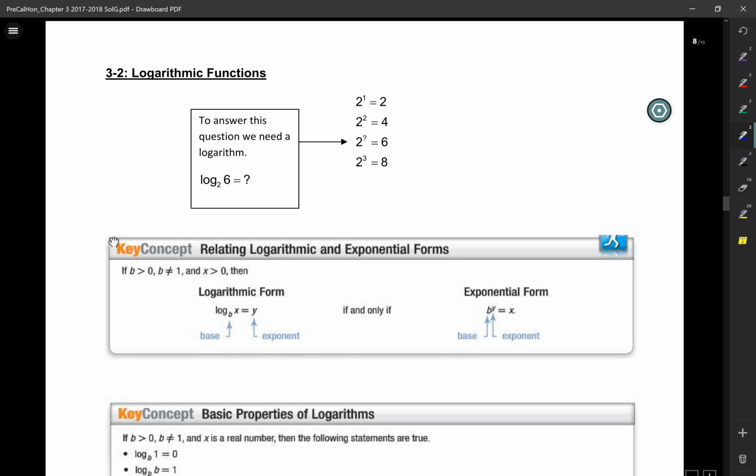And if you have 2 to the 1, we get a 2. 2 to the 2, you get 4. 2 to the 3, you get 8. So we increase the exponents from 1 to 2 to 3. Our value jumped from 4 to 8.